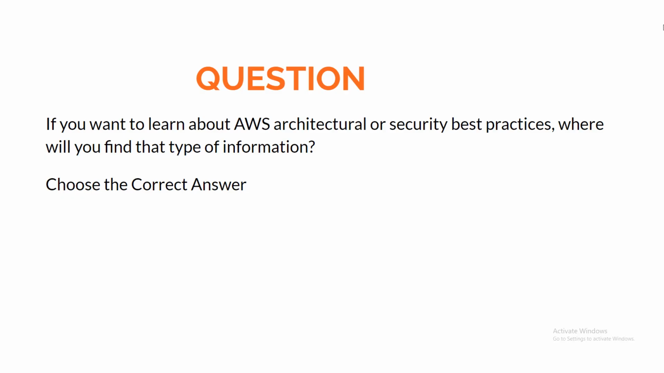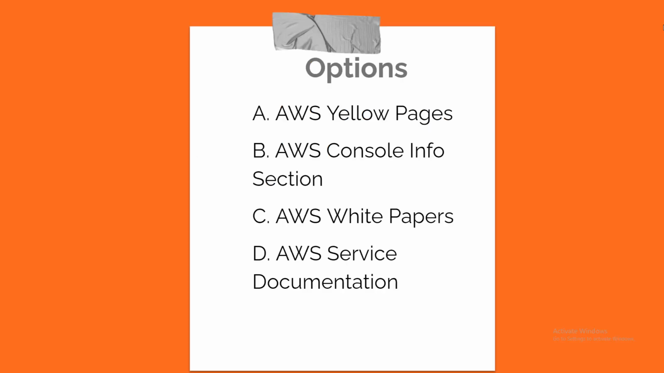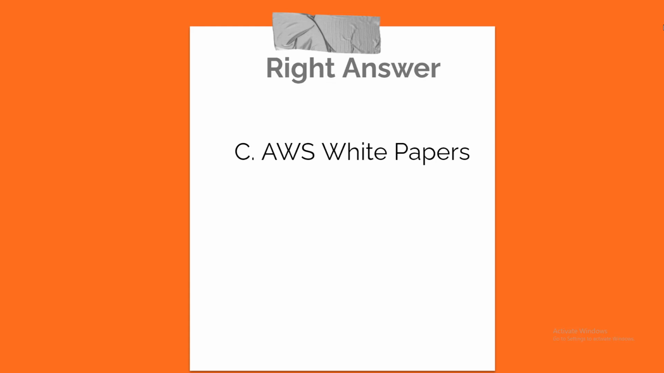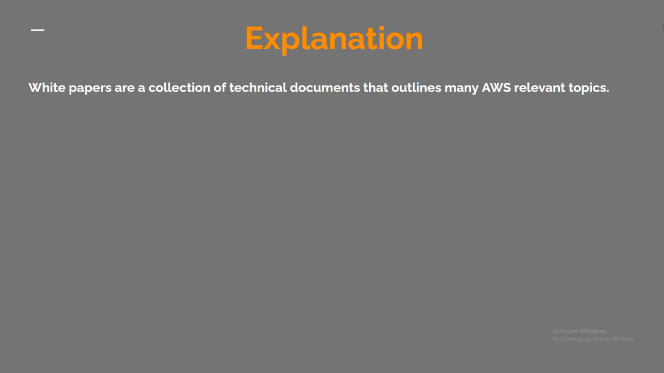Question: if you want to learn about AWS architectural or security best practices, where will you find that type of information? Choose the correct answer. A. AWS Yellow Pages. B. AWS Console Info Section. C. AWS White Papers. D. AWS Service Documentation. Answer: C. AWS White Papers. Explanation: White papers are a collection of technical documents that outlines many AWS-relevant topics.